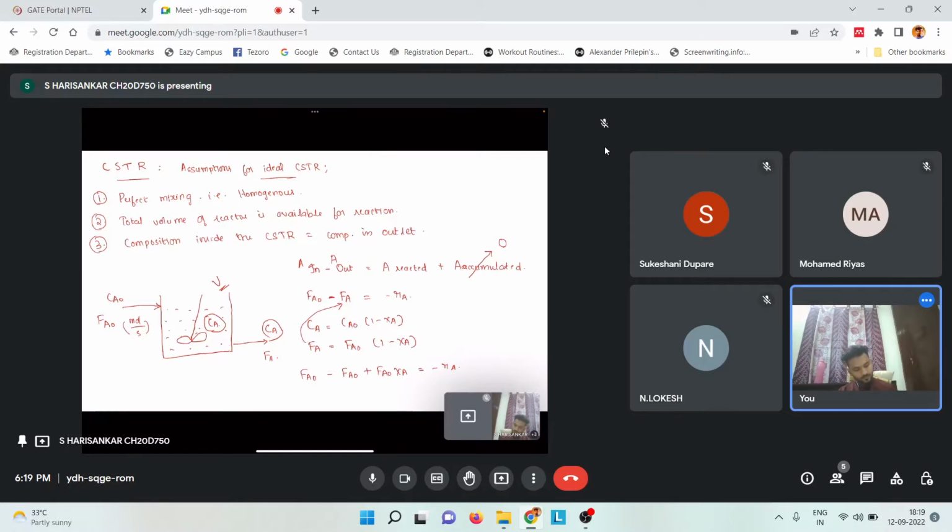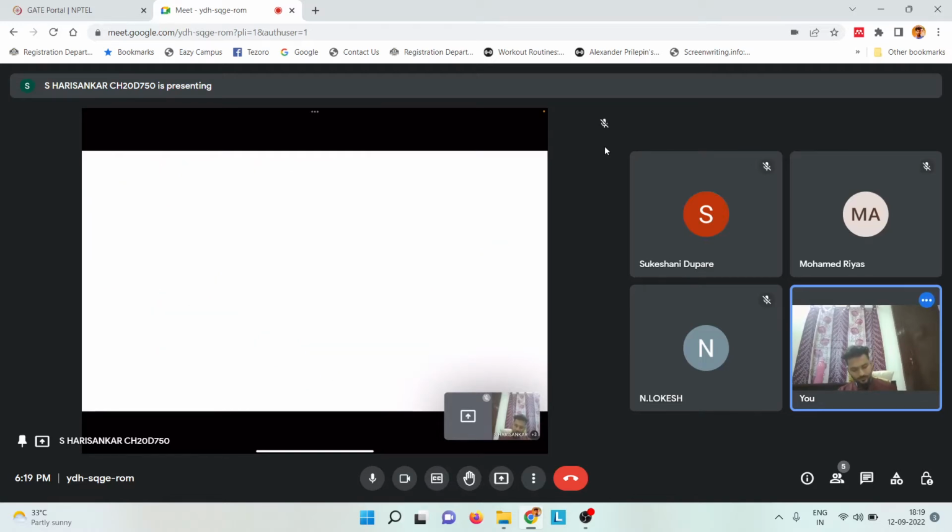So Fa0 and Fa0 get cancelled. We get the final equation Fa0 Xa is equal to minus Ra into V. So V by Fa0 is equal to Xa by minus Ra. So this is one form of the design equation for CSTR.